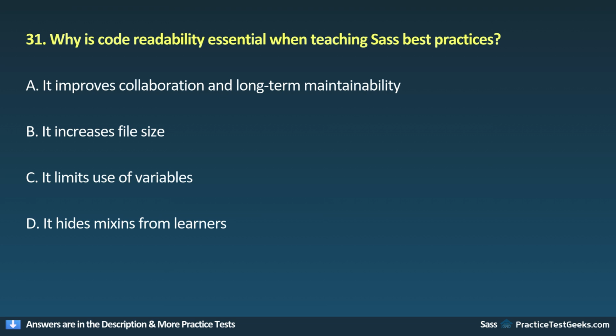31. Why is code readability essential when teaching SASS best practices? A. It improves collaboration and long-term maintainability. B. It increases file size. C. It limits use of variables. D. It hides mixins from learners.